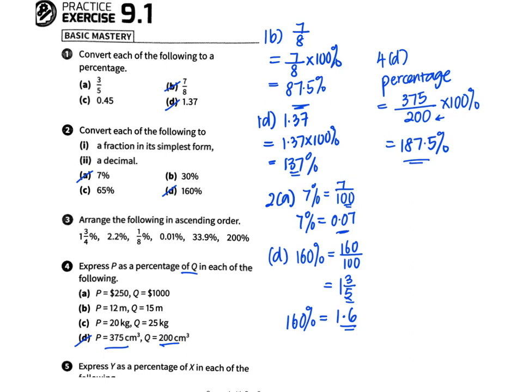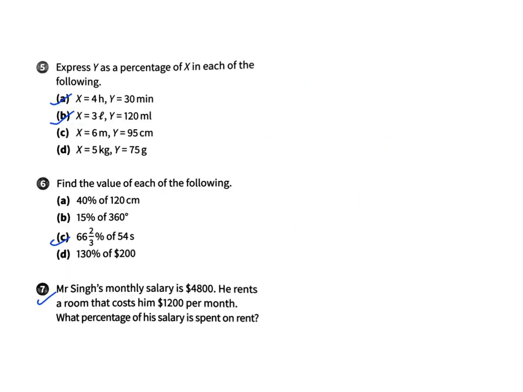Right, now let's move on to the next question. Question number 5, 5a, express y as a percentage of x in each of the following cases. Look very carefully, y as a percentage of x. For question 5a, I want to get the percentage. Express y, 30 minutes, as a percentage of x, 4 hours. So it should be 30 minutes out of 4 hours.